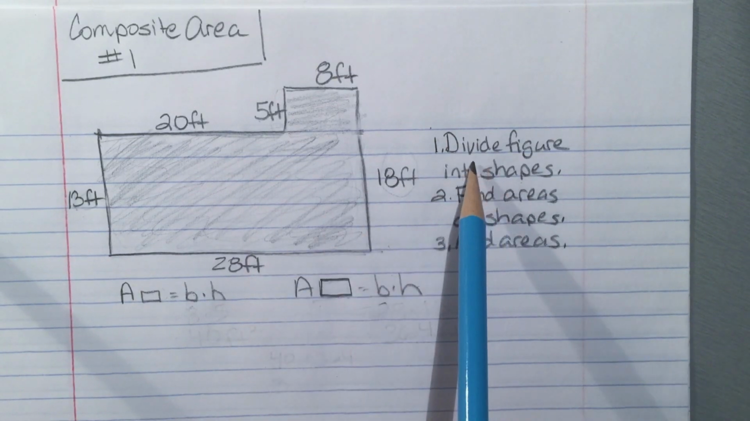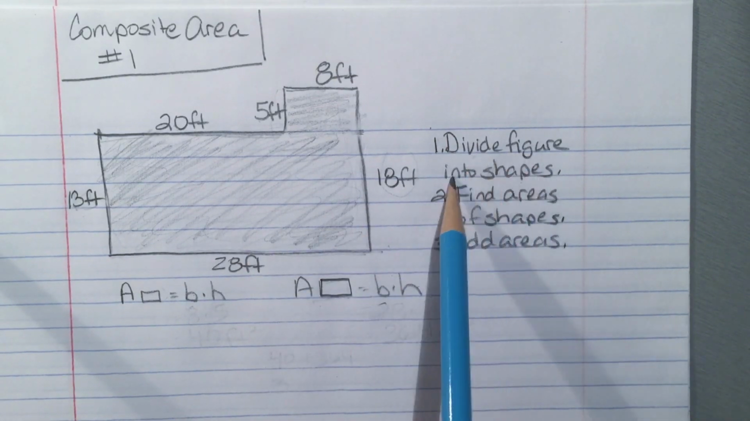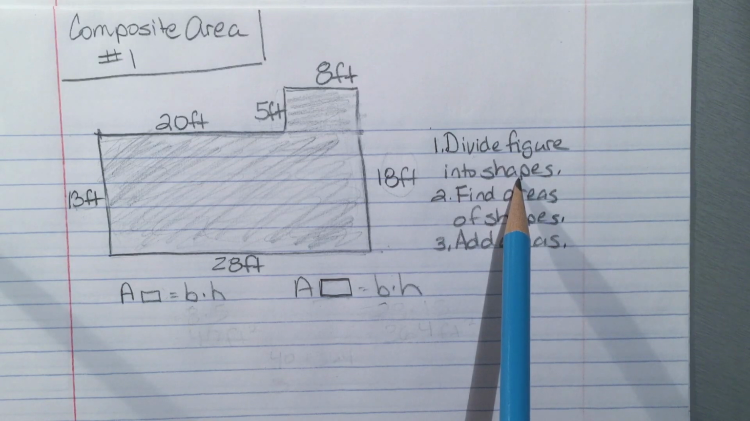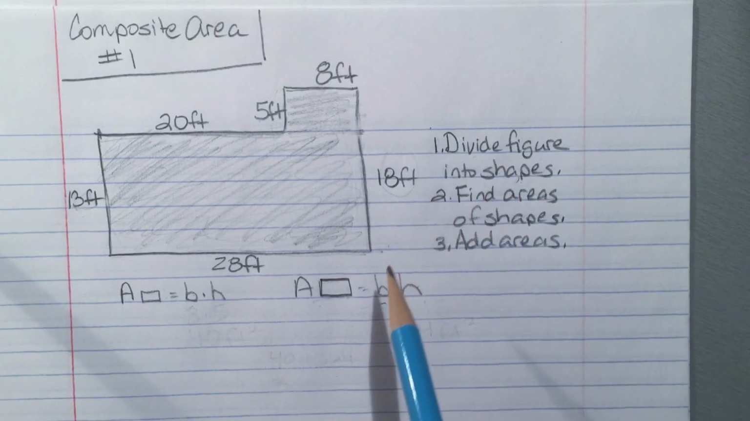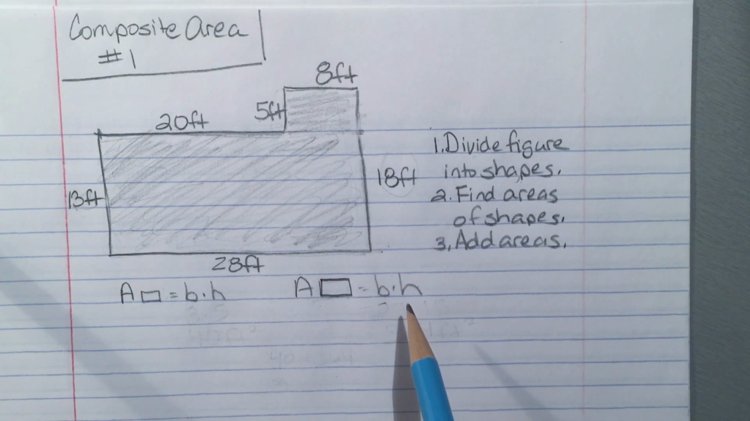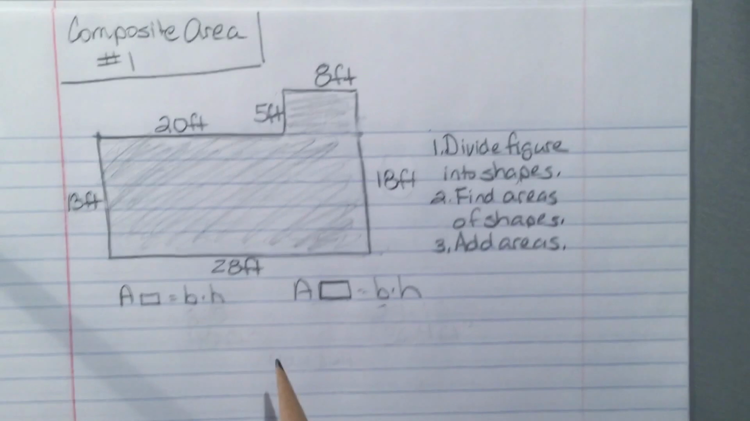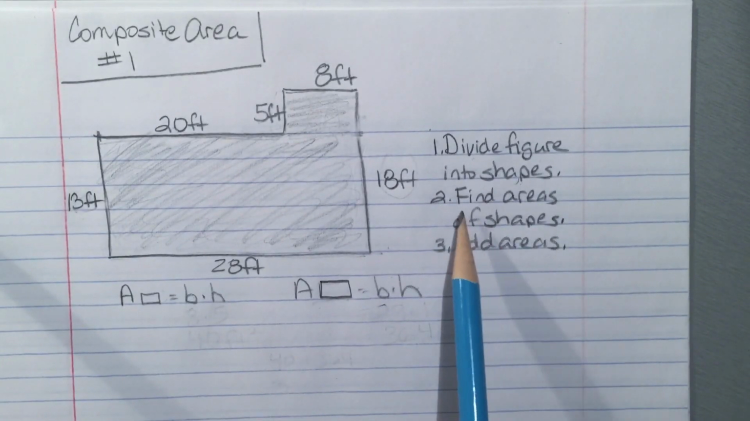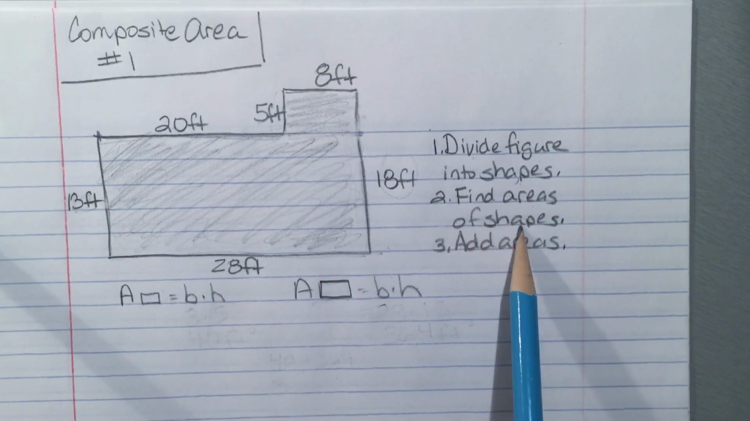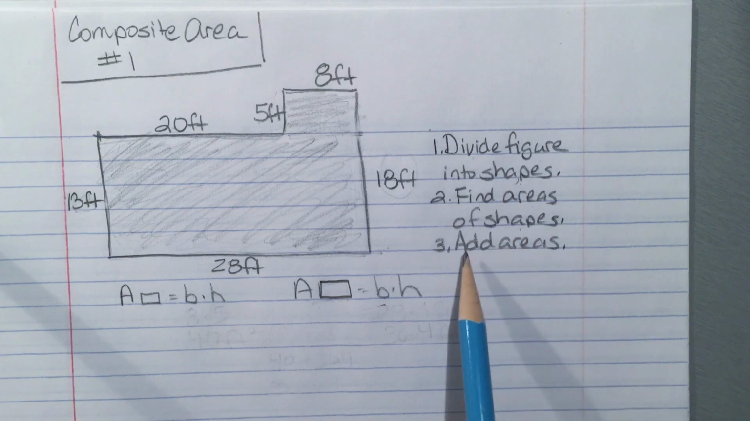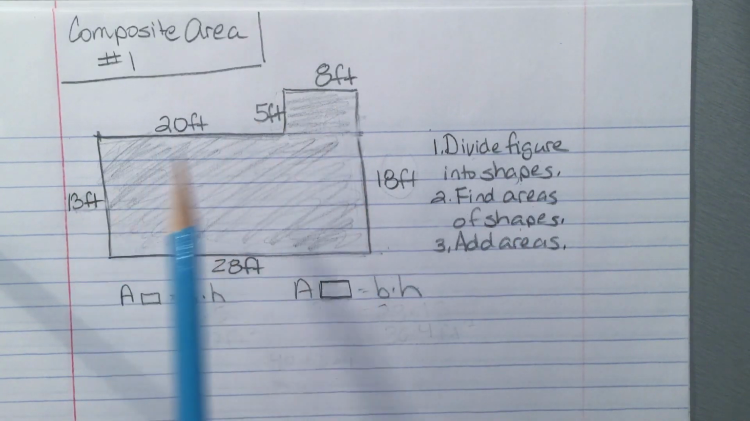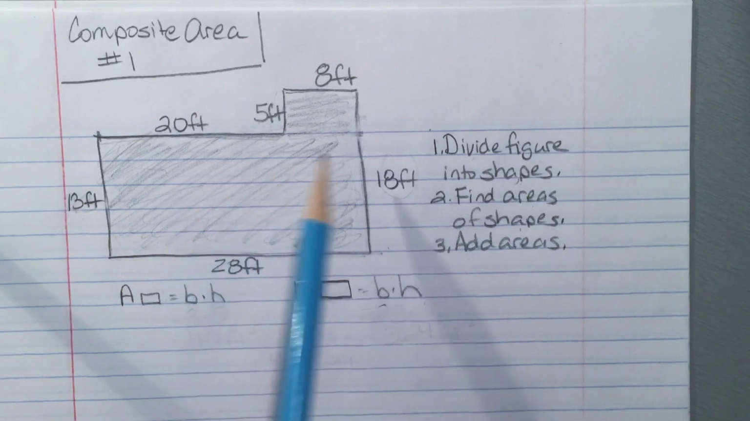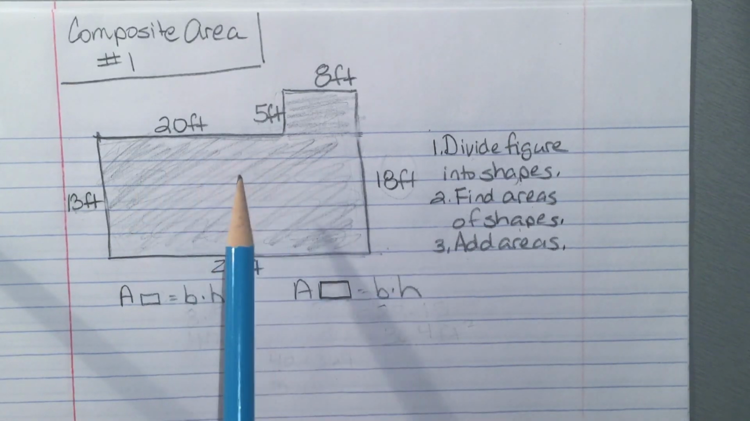But first, we need to divide this figure into shapes that we recognize and can find the areas of. That means squares, triangles, parallelograms, trapezoids, any of those figures that we already have formulas to help us with. Then we have to find the areas of each of these shapes. And then we simply add the areas together and we'll have the area of the whole figure. So what figures can we divide this shape into?